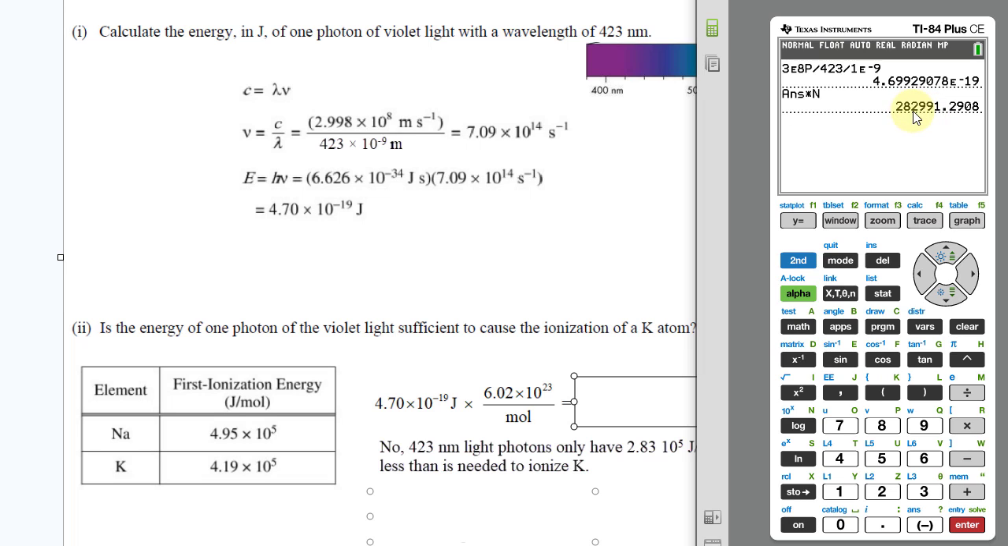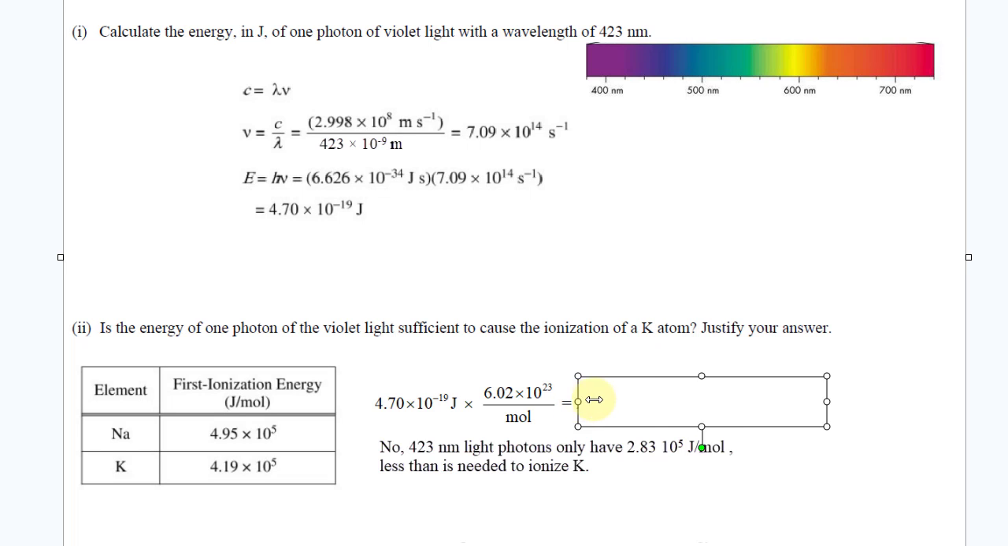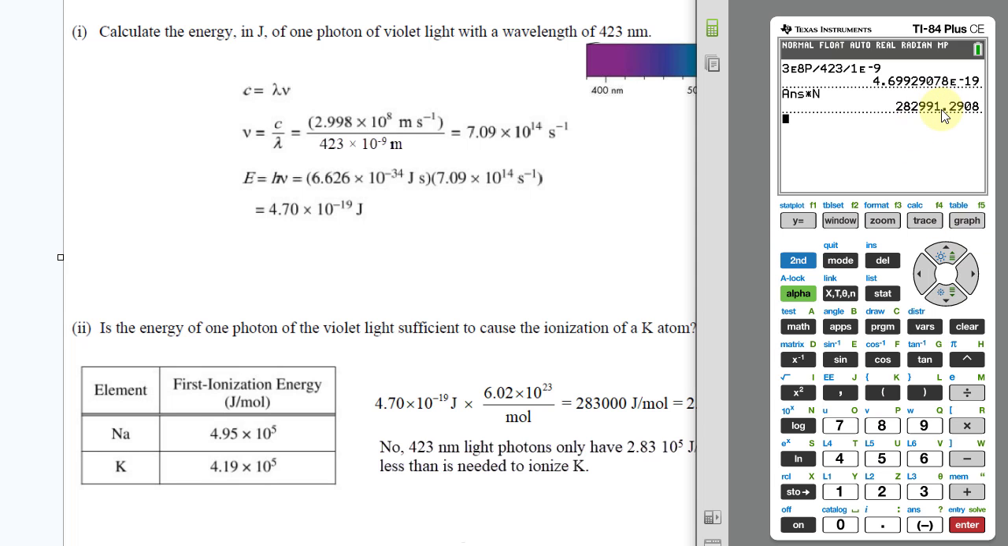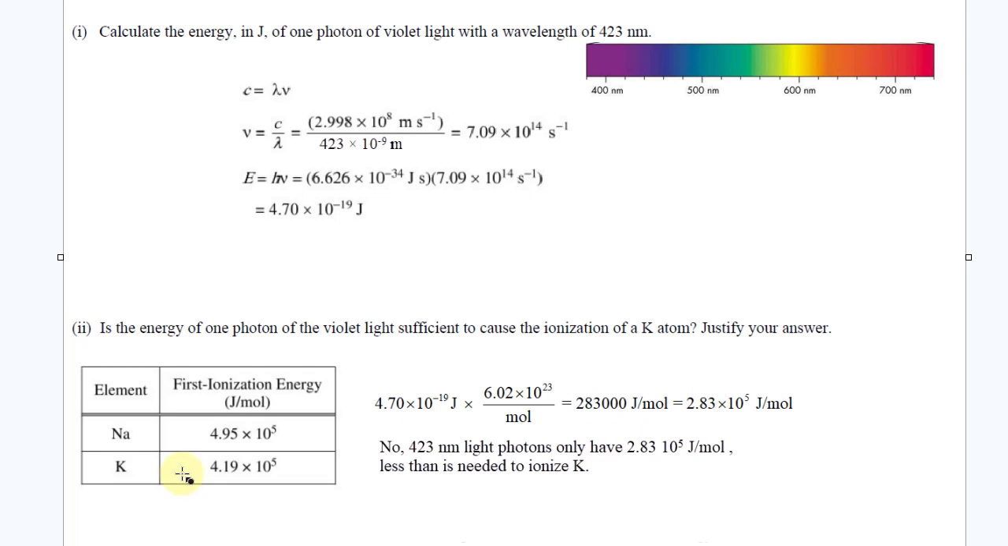Oh, what is it? Move that decimal point over. We would need to move it over 5 places. Here's our number, and just move that out into scientific notation and pull my calculator out again. Yeah, there it is. 1, 2, 3, 4, 5, 2.82. And you need 4.19. So, no. Answer the question. Well, first of all, we justified by doing the calculation. And then we said, no, 423 nanometer are not going to have enough with only 2.83 times 10 to the 5 joules per mole. We've got too little to ionize, so that's our answer. So justified our answer, and we gave our answer.